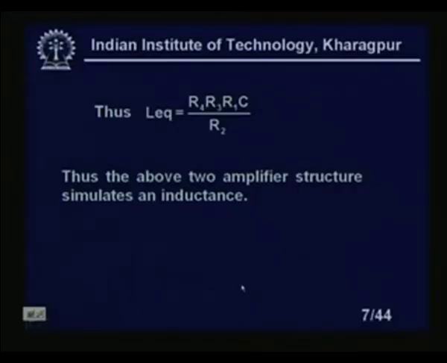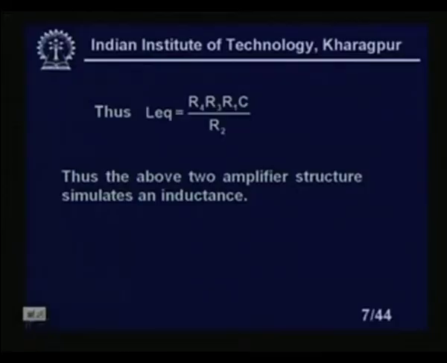You see there are various combinations of this. You can choose any one of these, suppose you can choose R4 also, or the capacitance, by which you can get the equivalent inductance, right. Thus, the above two amplifier structure simulates an inductance, that is actual. Now, one thing is very important: this particular circuit will actually generate the grounded inductance.